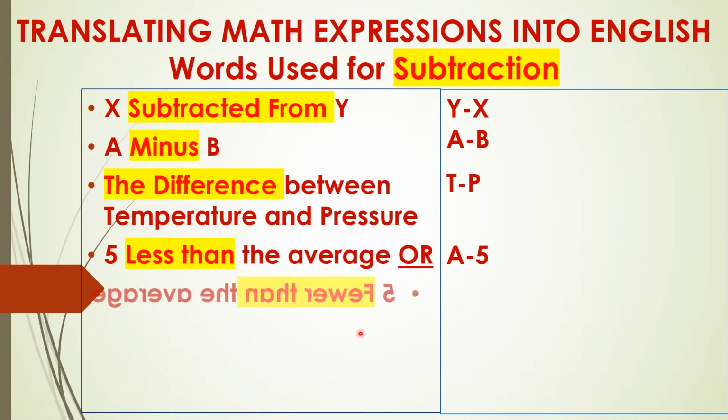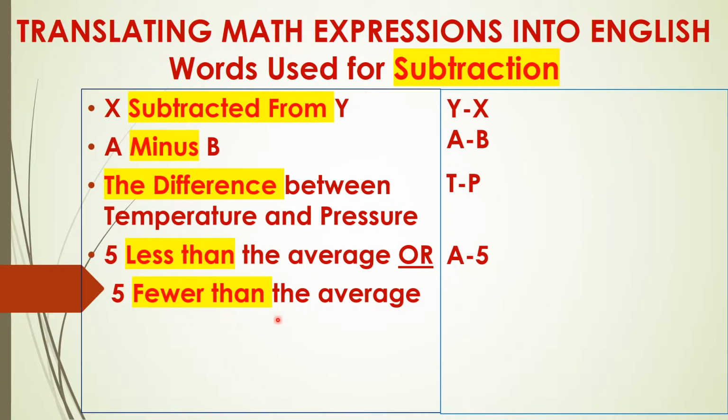Another way of saying that is 5 fewer than. Again, fewer means something's getting smaller. And so 5 fewer than the average would be the exact same algebraic expression. The average and then 5 subtracted from it.